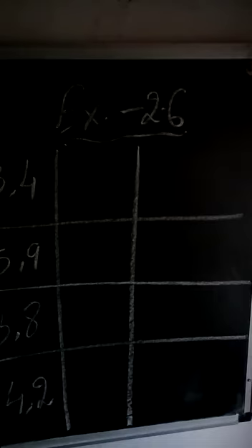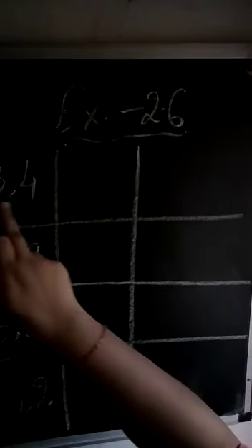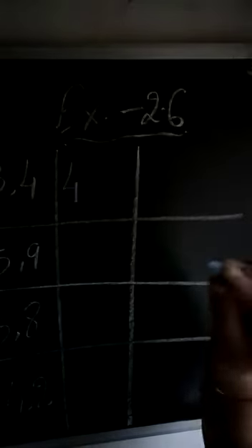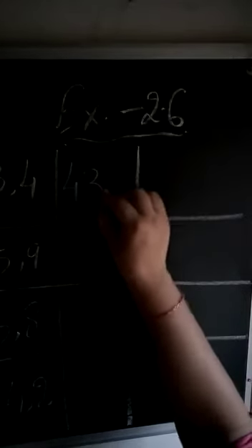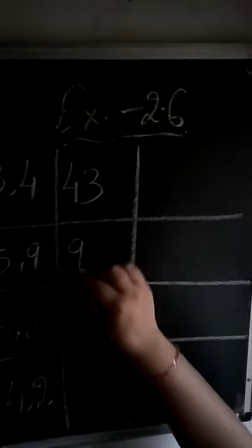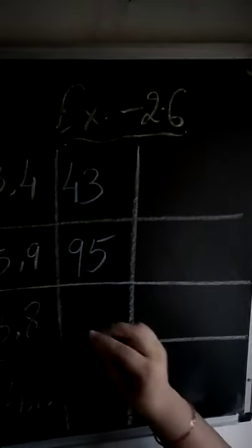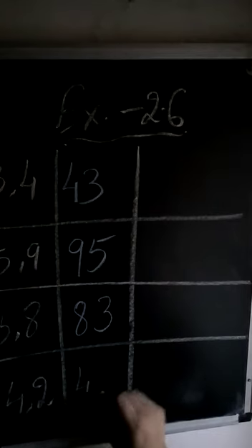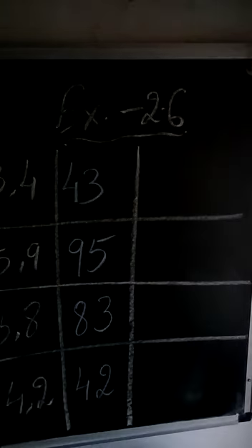At first we are to write the greatest number. 3 and 4. Which one is the greatest number? 4. So I will write 4 here, and the smaller number is 3. Similarly, 9 is the greatest number, 5 is the smaller number, 8 is the greatest number, 3 is the smaller number, 4 is the greater number, and 2 is the smaller number.